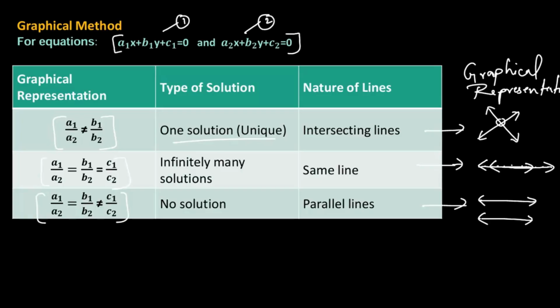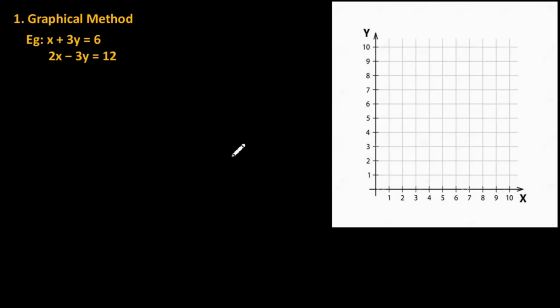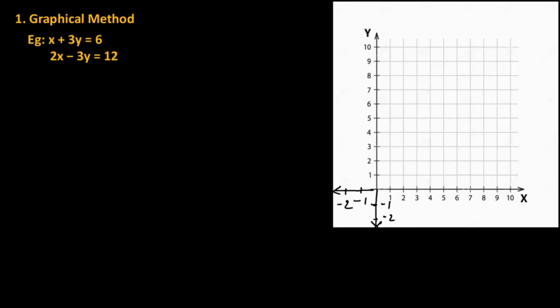Now let us look at one example on this. Let us solve one example to understand the graphical method. So here I have taken an example of x plus 3y is equal to 6. This is first equation. 2x minus 3y is equal to 12. And this is my second equation.